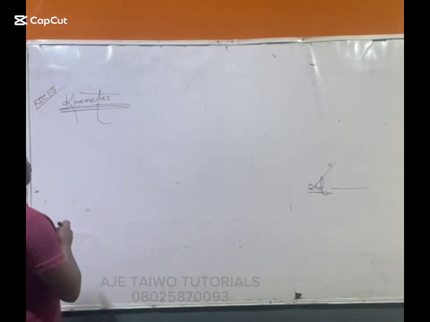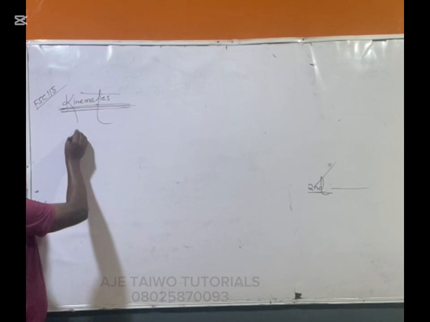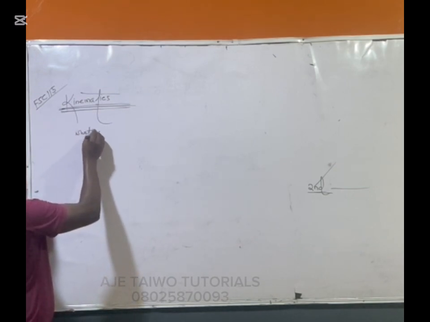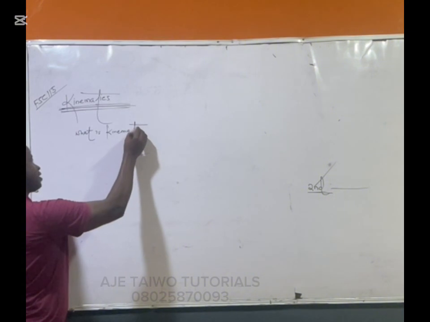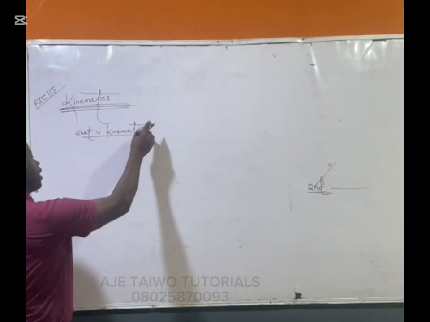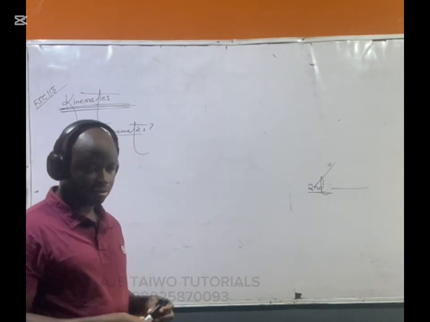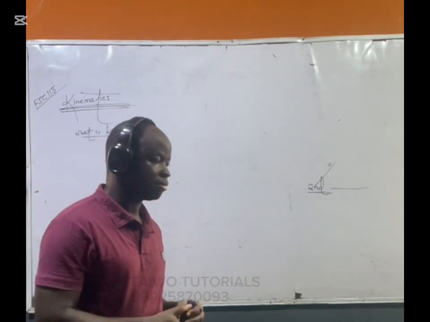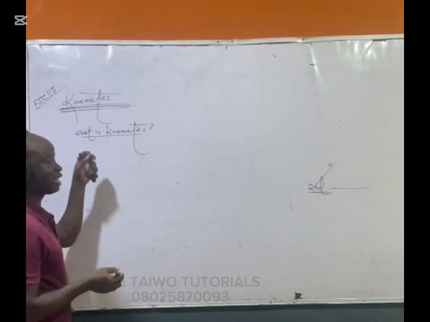So, what is kinematics? Who can tell me what is kinematics? Is there anybody in this class? Yes, please, go ahead. What is kinematics? Kinematics is the study of the motion of an object without reference to force. Okay, very good. That's very good.